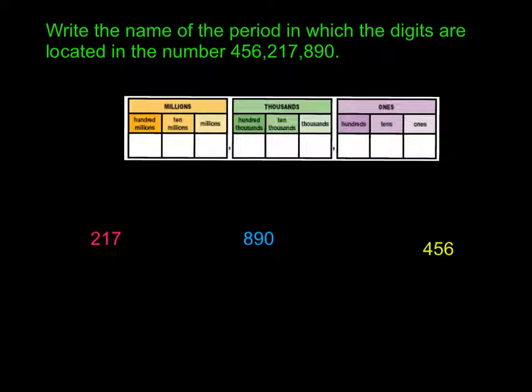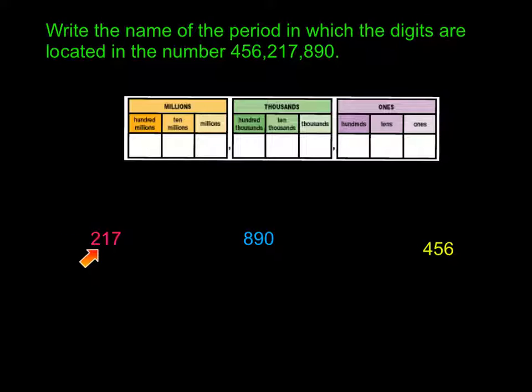Now we're going to talk a little bit more about the periods once again. Remember, we have the millions period, the thousands period, the ones period. Each period begins on the right side with the column of the name. So here we have the ones column in the ones period. We have the thousands column in the thousands period. And we have the millions column in the millions period. It says, write the name of the period in which the digits are located in the number 456,217,890.